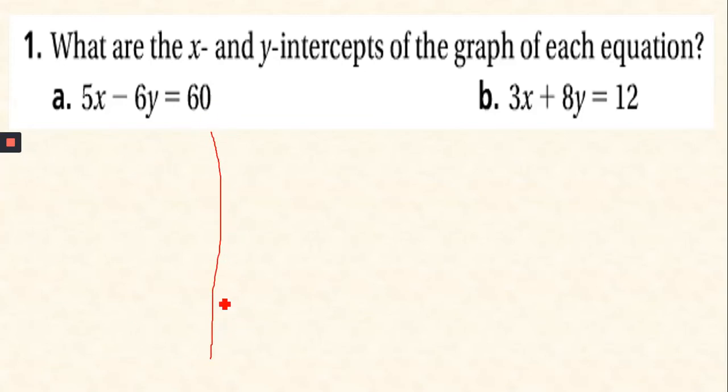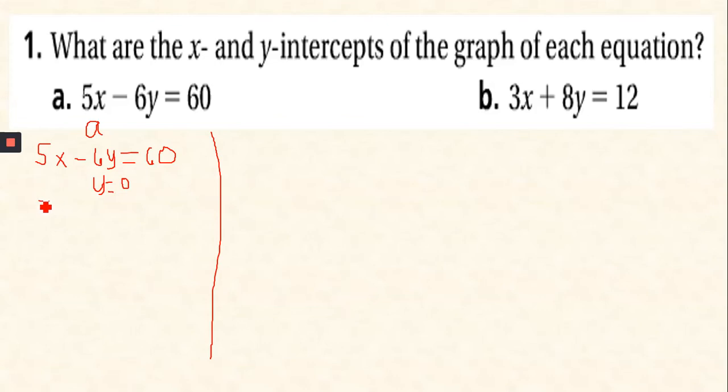You may not draw a vertical line. I am just doing it in order for you not to be confused. So you have here 5x minus 6y equals 60. Okay? So we're going to solve for your x-intercept. Your x-intercept is represented by variable a. If you're looking for your x-intercept, your y is always 0.